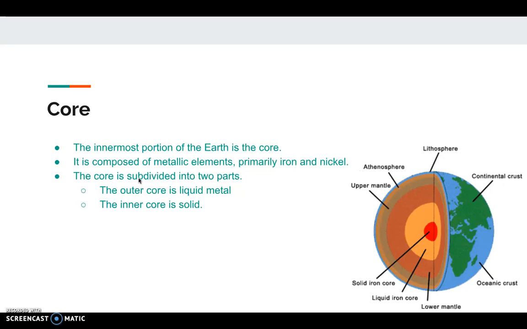Lastly, we have the core. It is the innermost portion of the Earth. It is composed of metallic elements, primarily iron and nickel. The core is subdivided into two parts. The outer core is the liquid metal, and the inner core is the solid.